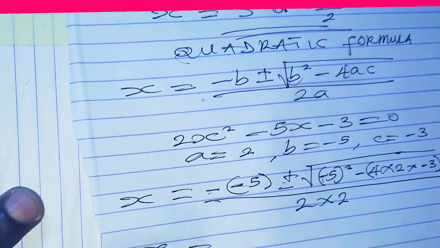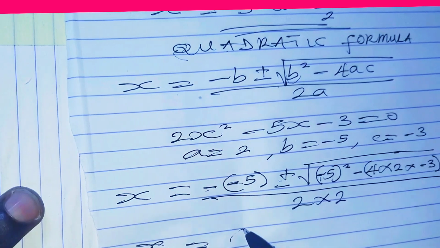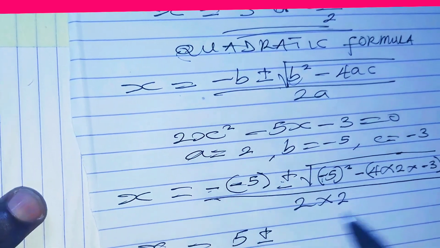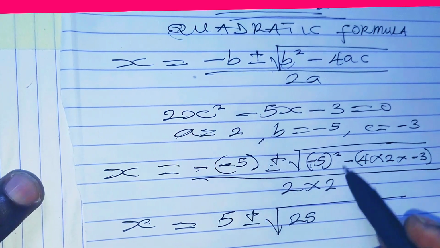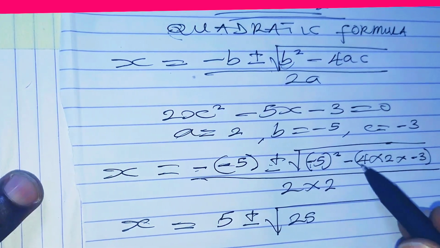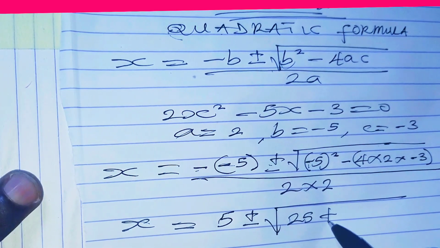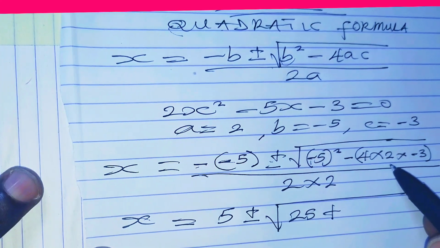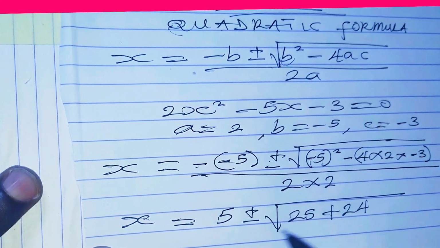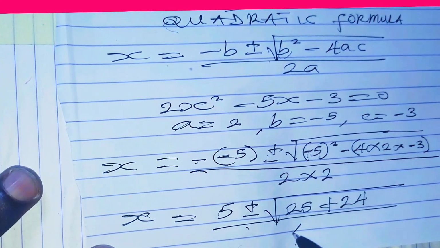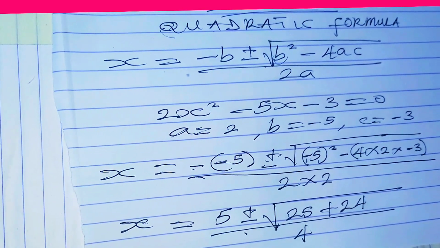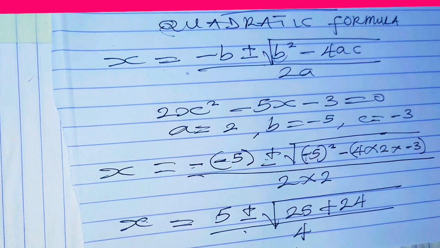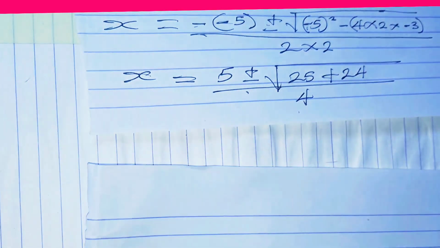So our x becomes minus times minus is positive, and then plus or minus the square root of, and then here is minus 5 squared, which is 25. Minus times minus is also positive. 4 times 2, 8. 8 times 3, 24. And everything over 4, which is 2 times 2. So, and then if you add up this one, you're going to get 49.